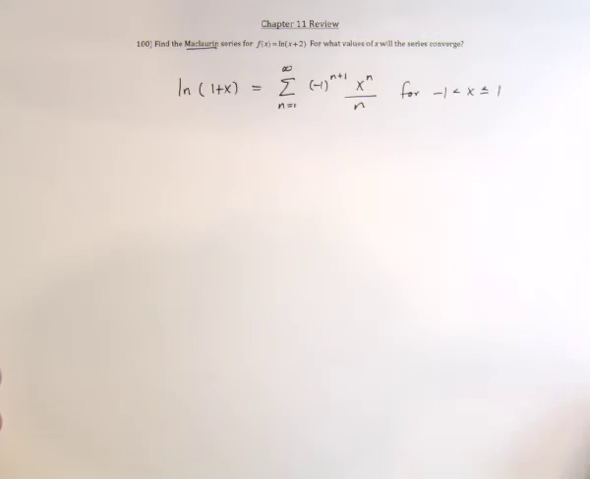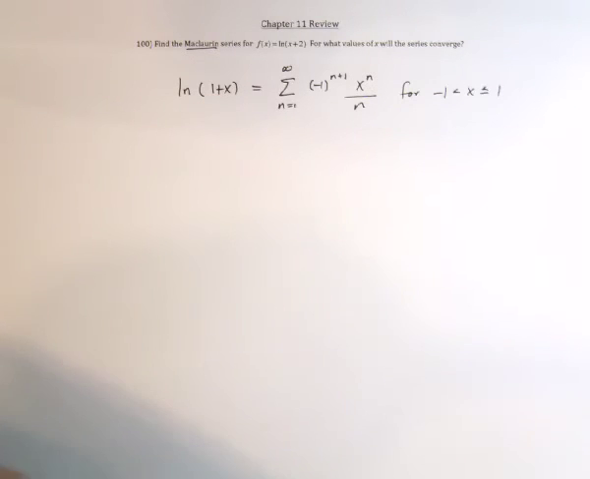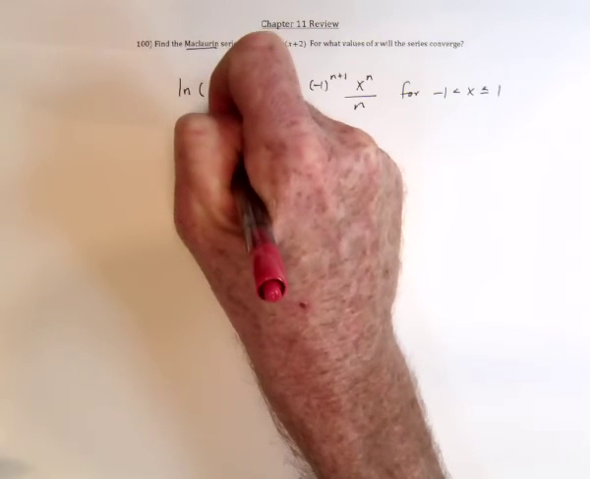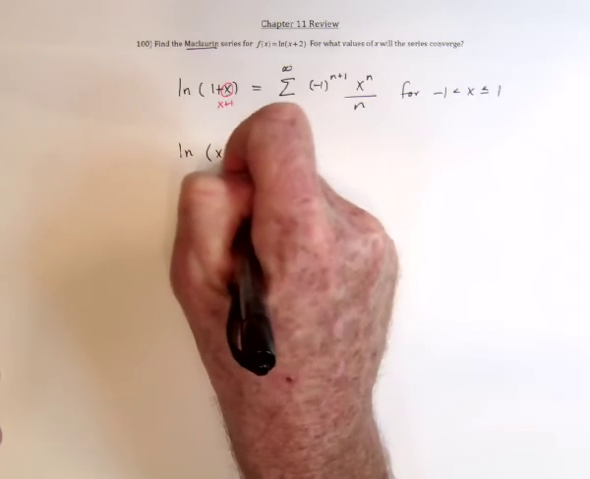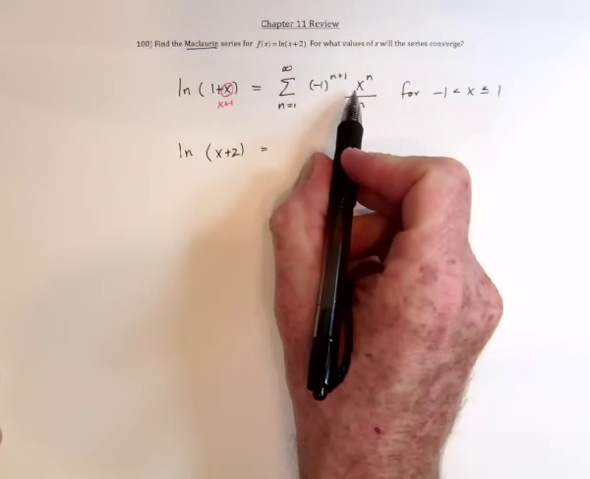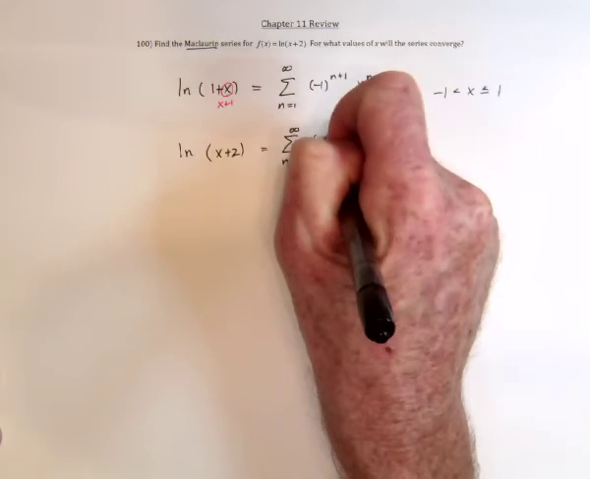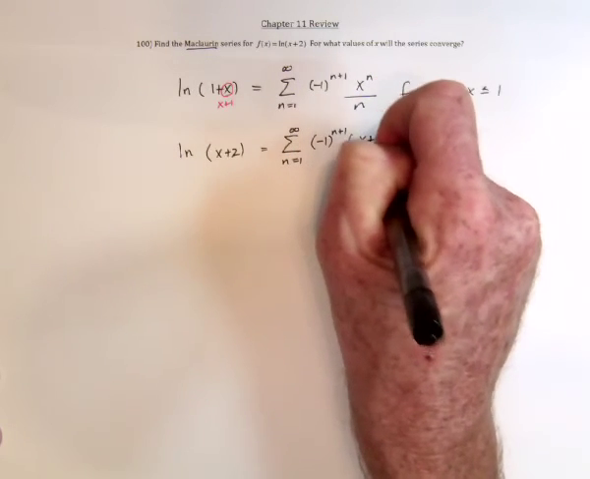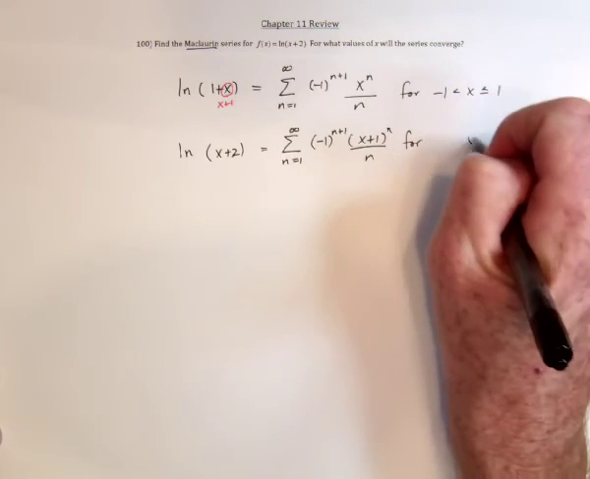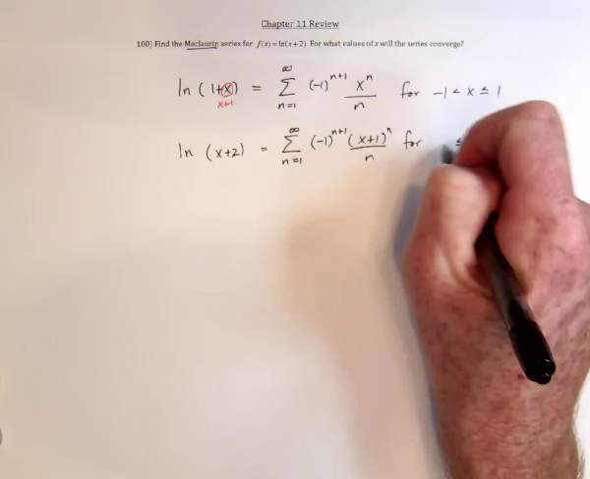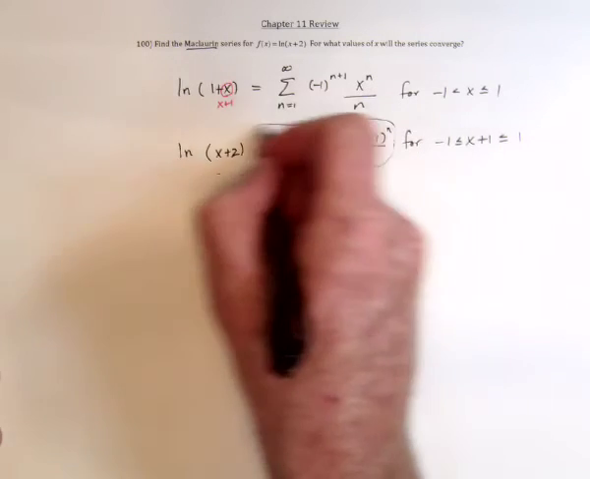How do you get from 1 plus x to x plus 2? So in other words, how do you get an extra plus 1 in there? Well, replace x with x plus 1. Then we would have natural log of x plus 2. Then replace this with x plus 1. And replace this with x plus 1. That seems to be quicker and easier.